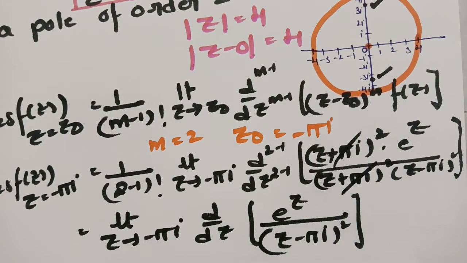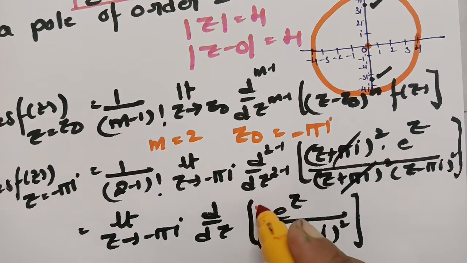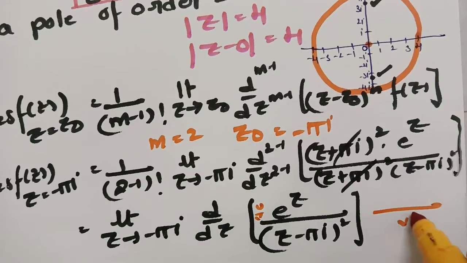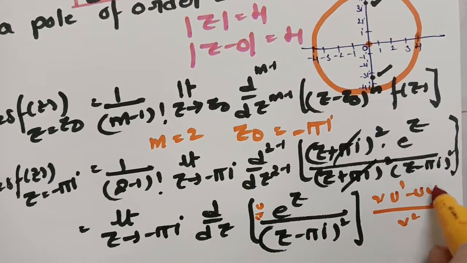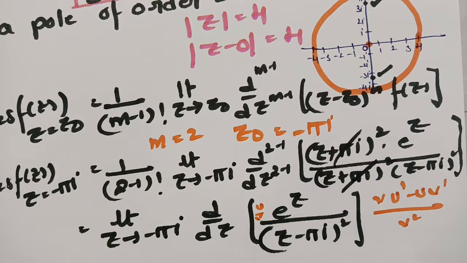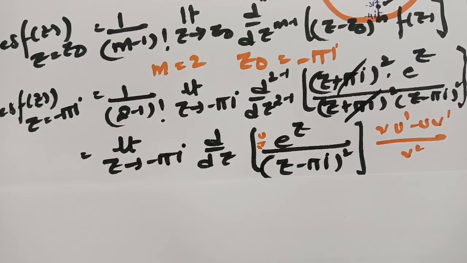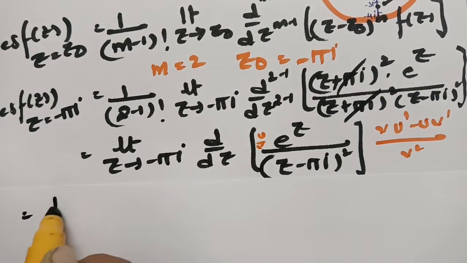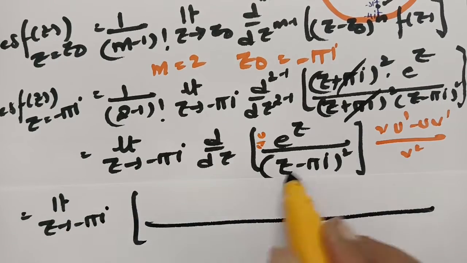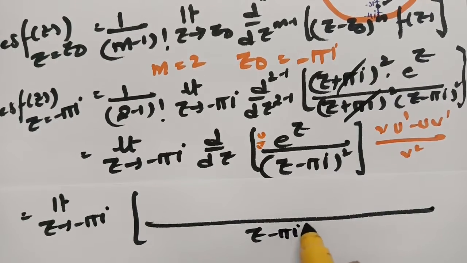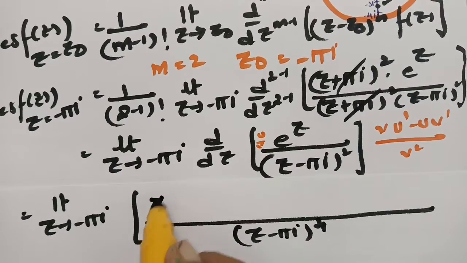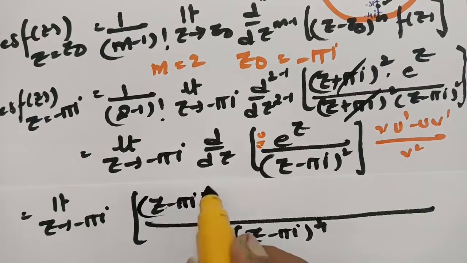As this is of the form u by v, so this is u and this is v. So we have to use the rule (v u dash minus u v dash) by v square, and therefore if I make a derivative, see what happens here. This will be limit z tends to minus pi I, so v square, this is (z minus pi I) power 4, and I am leaving (z minus pi I) whole square.